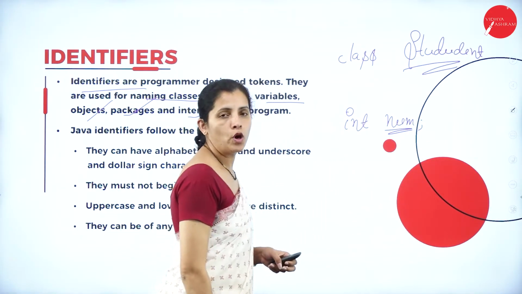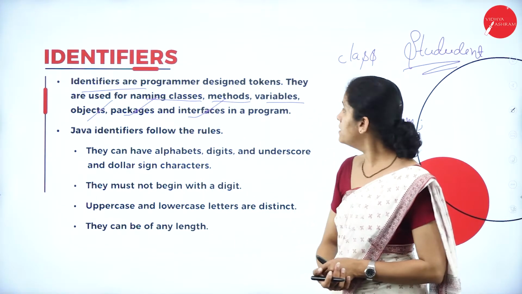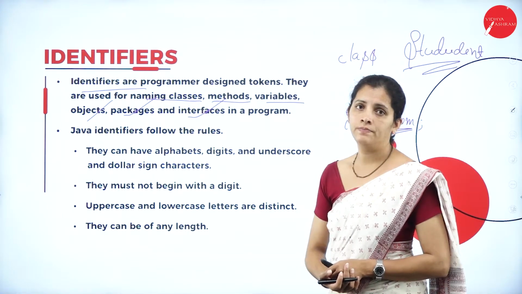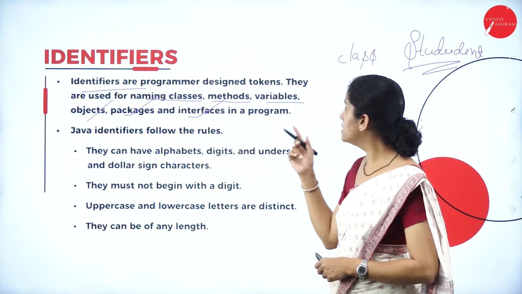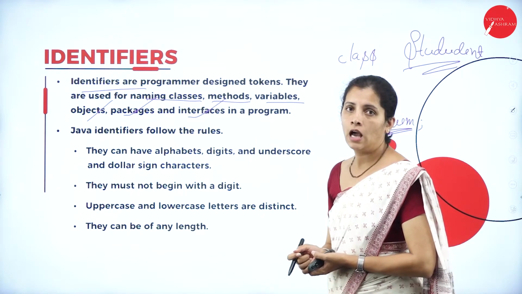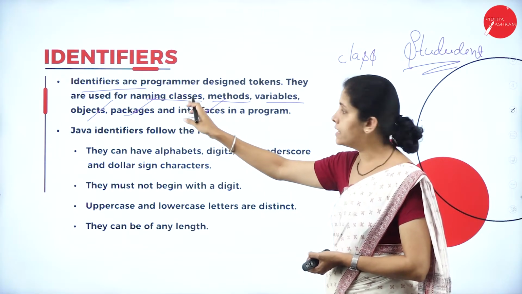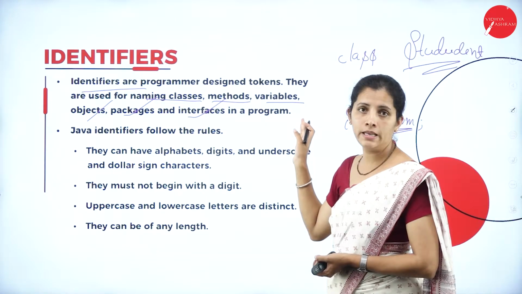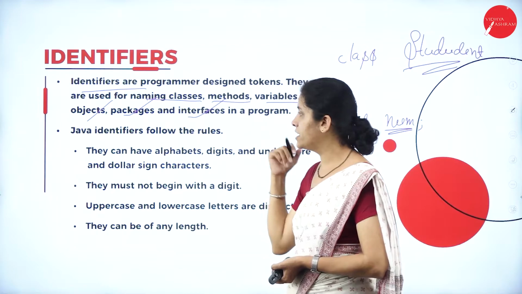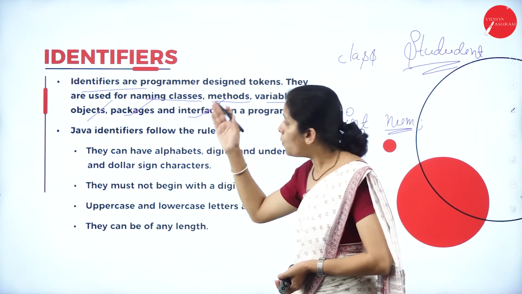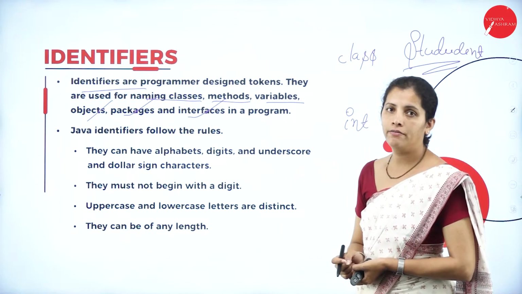Now tell me what is an identifier. Here identifiers are programmer designed tokens. So what is an identifier here? It is nothing but the programmer designed tokens. For example, class name, method name, variable name, object name, package name, as well as interface. Now, what are the rules I want to follow while defining an identifier?